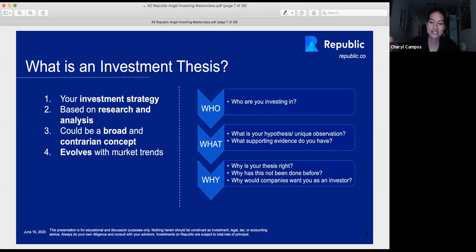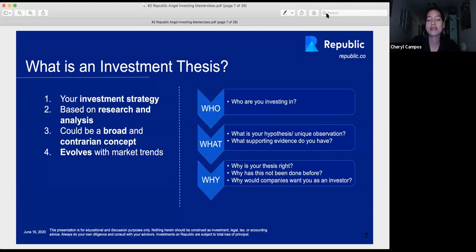So if you look at the right side, really it's about who, what, and why. So who are you investing in? What's the profile? What are you looking for? What is your hypothesis or unique observation? And then what supporting evidence do you really have around it? And last but not least is why. Right? Why is your thesis right? Why is it so compelling that you will put money behind this thesis?